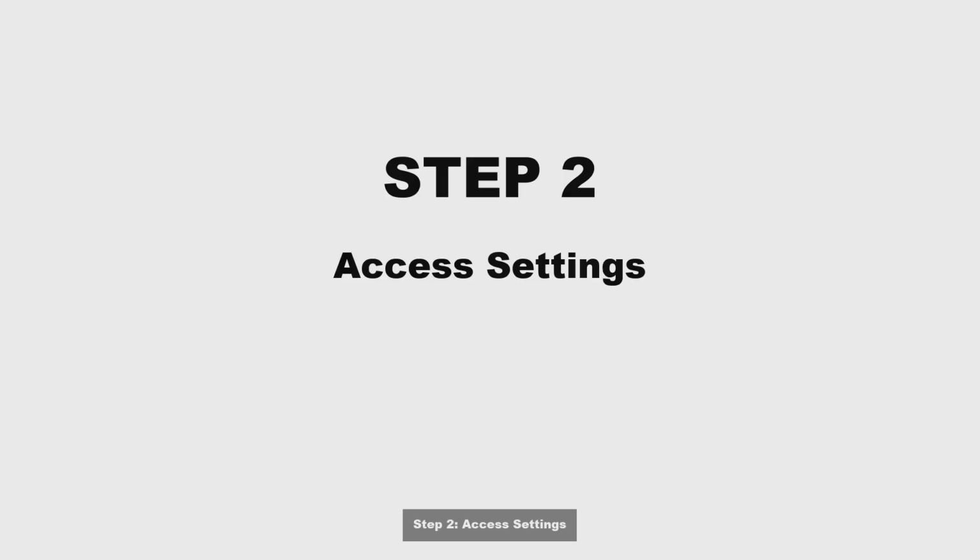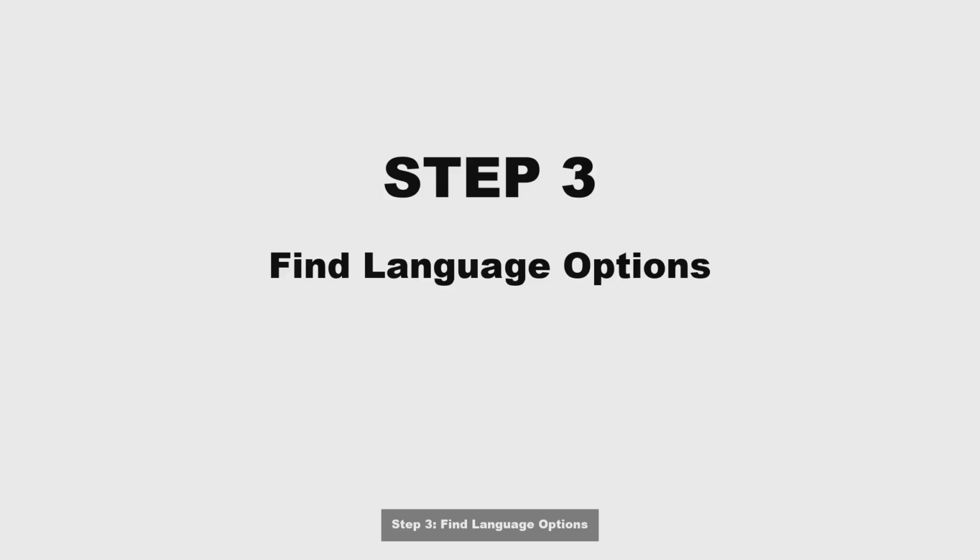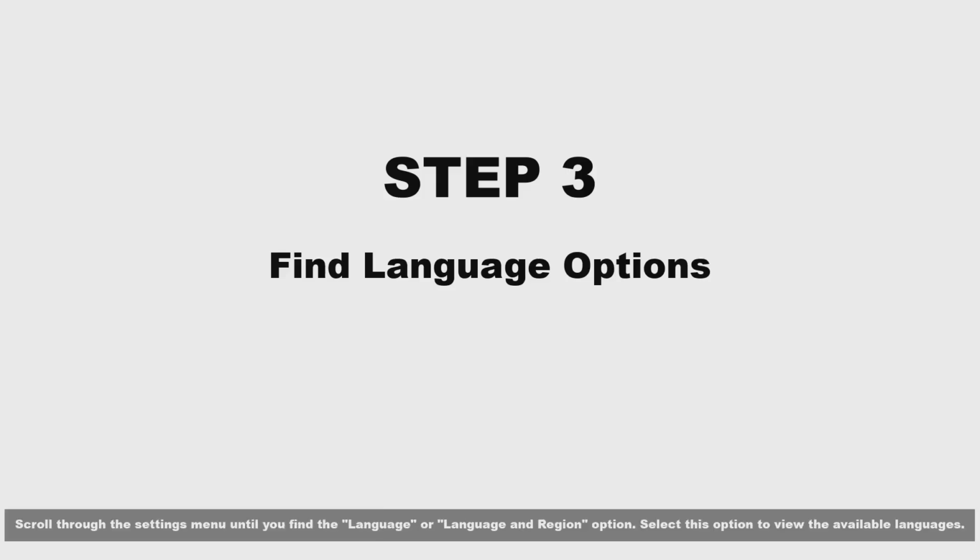Step 2. Access settings. Locate the settings icon, usually represented by a gear symbol. Tap on it to open the settings menu. Step 3. Find language options. Scroll through the settings menu until you find the language or language and region option. Select this option to view the available languages.